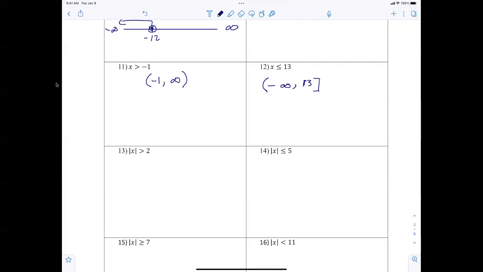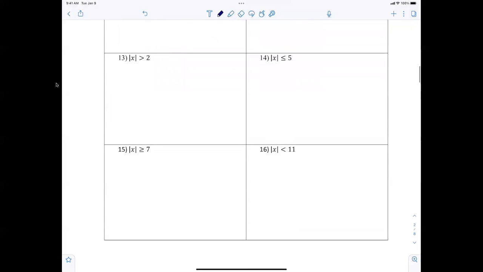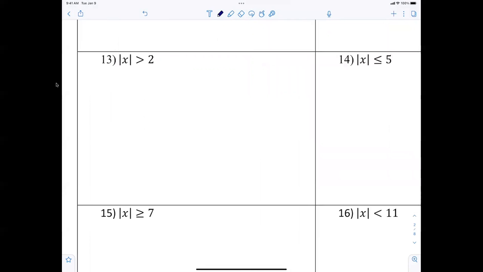Now, again, for graphing X is greater than 2. For those of you who like to remember things, this is an or statement. Greater than is your or statement, which means they're going in opposite directions. So I would like for you to write it as X is greater than 2 or X is less than -2.